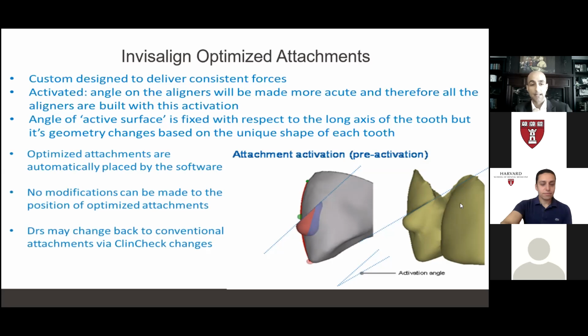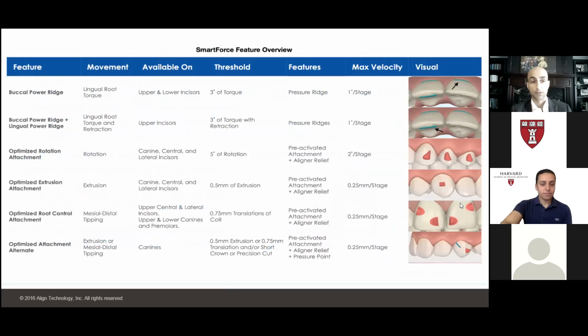Optimized attachments are, again, automatically placed by the software. I have here no modifications can be made to the position, which is true. However, you can modify the size of them now. So in your doctor preferences, there has recently been, by recently I mean within the last year, a preference where you select, please give me the largest possible optimized attachment for anterior teeth. Please give me the largest possible optimized attachment for posterior teeth. I, of course, have selected give me the largest, because when you push something, surface area is king. And I want to make sure that I have as much surface area possible when I'm pushing something to have an effective relief force system.